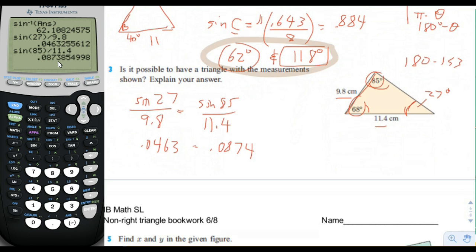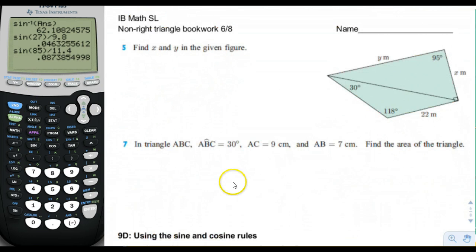So those are not equal. So I would say, no, it's not possible to have a triangle with these measurements. Moving on to number 5, find x and y in the given figure. X and y. Let's see, what do we know?